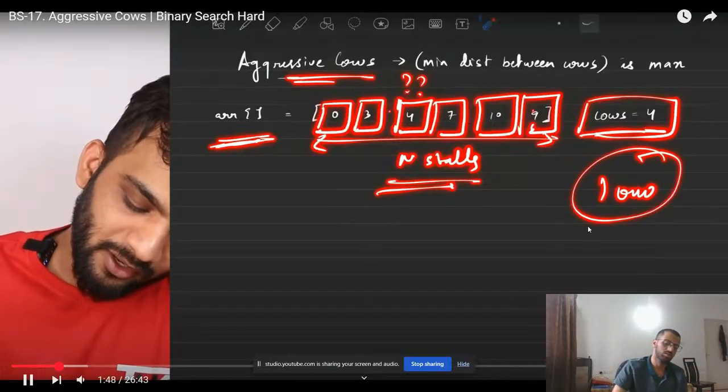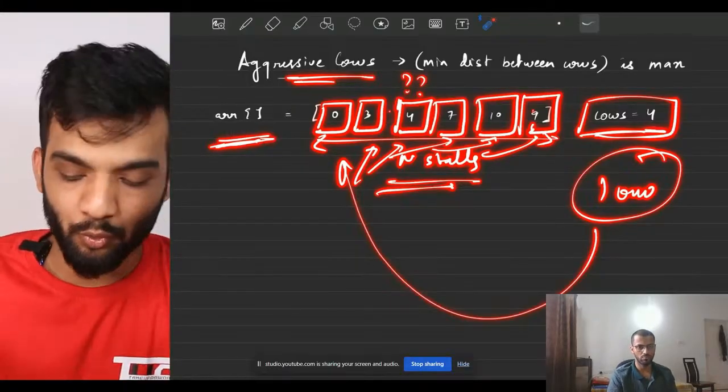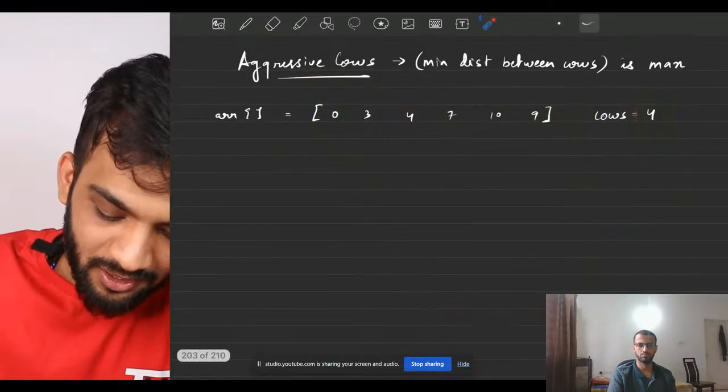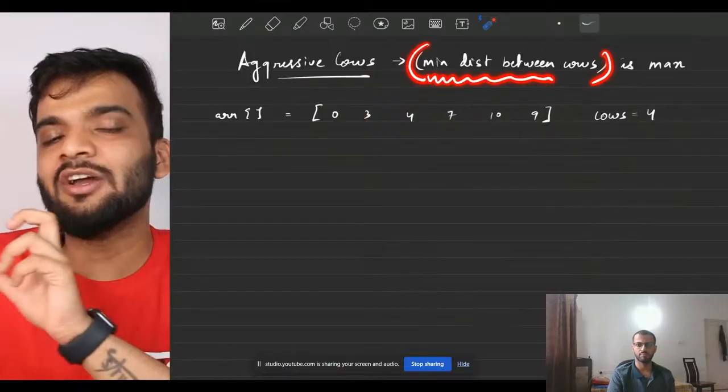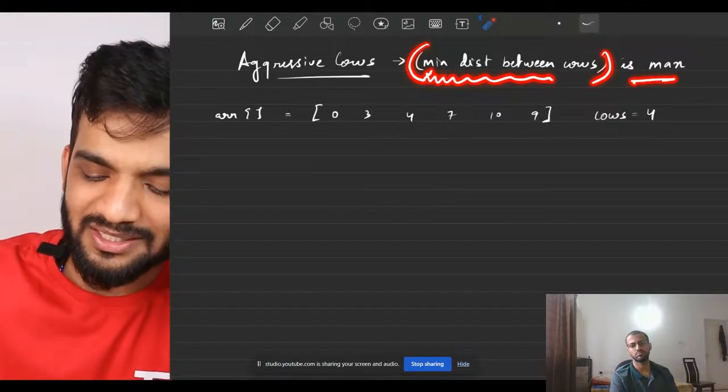One cow can go to any of the stalls. Your task is to place 4 cows in such a way that the minimum distance between any of the 2 cows, very important, the minimum distance between any of the 2 cows is the maximum.